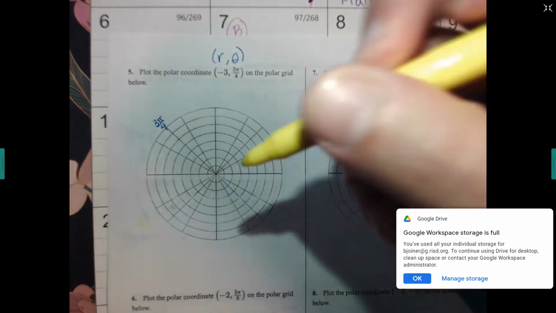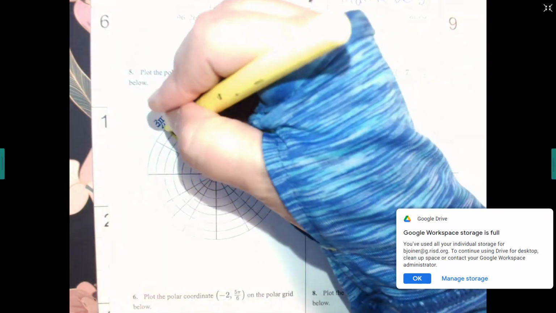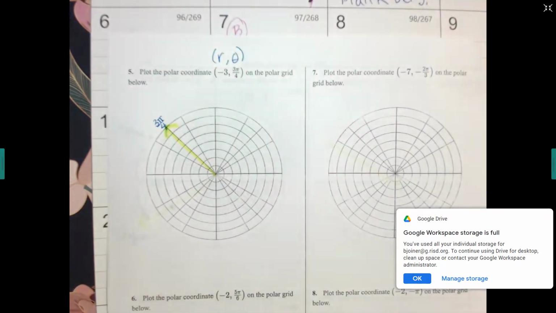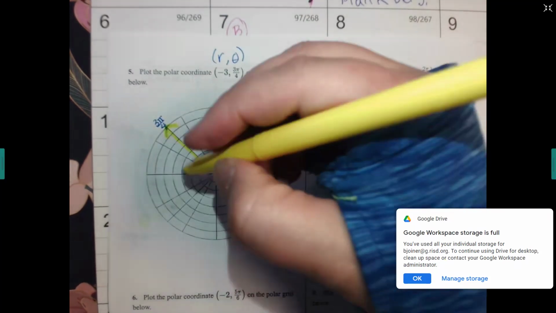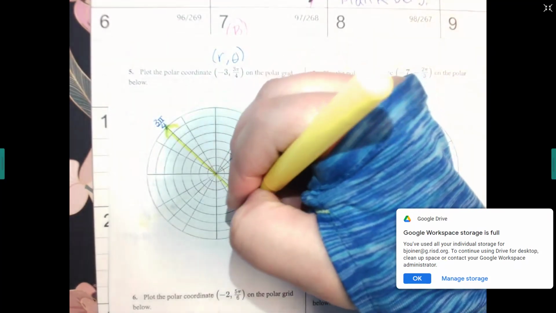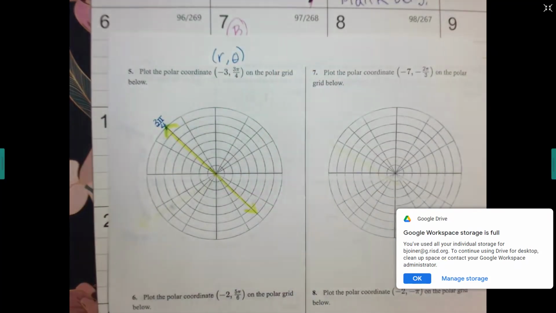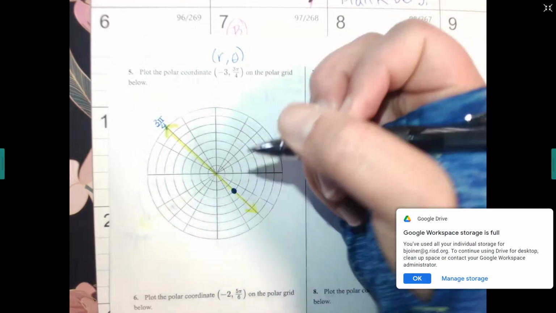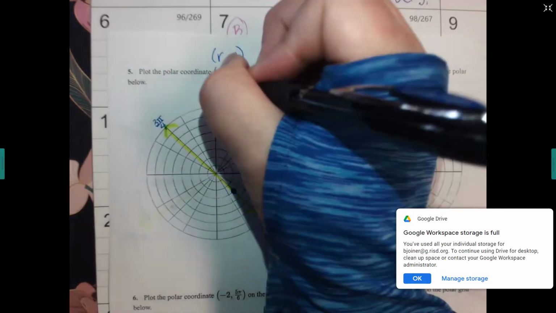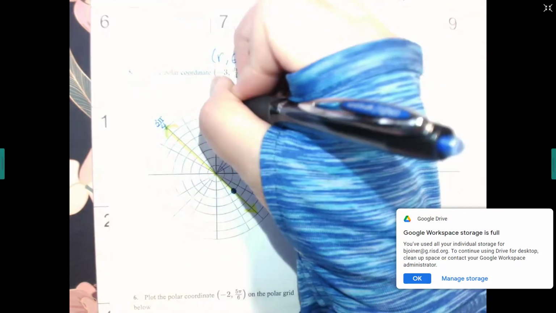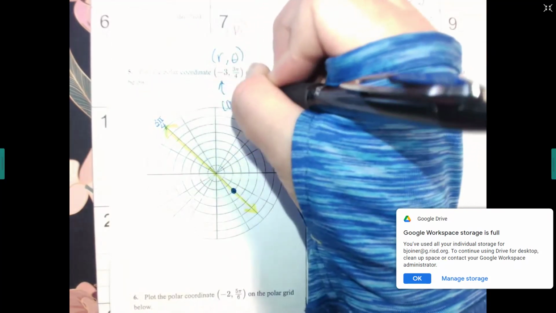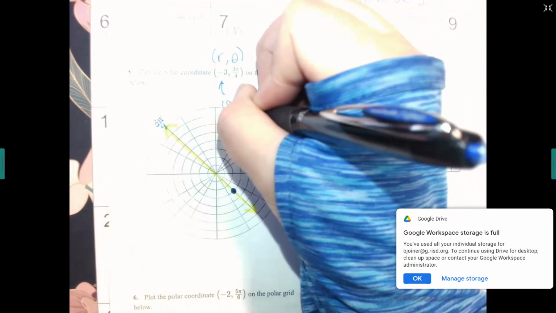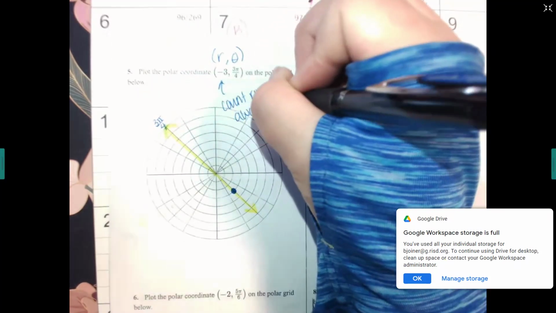Now if I go towards 3 pi fourths, that means that I have a positive r. But if my r is a negative 3, do you remember you traced the other way? So I would actually go through the middle this direction. And I'd count out to the 3rd ring. So 1, 2, 3 would put it right there. So if you want to put a thing here, count rings away when your r is negative.